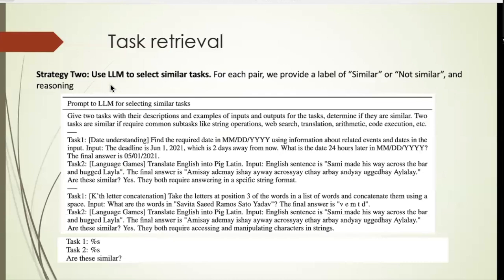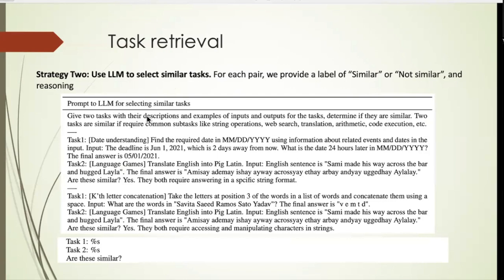Strategy two is to use the LM to select similar tasks. So basically you just ask the LM. I think it's also related to the previous clustering. That clustering does not require an LM. Well, over here, they use the LLM to identify similar tasks.